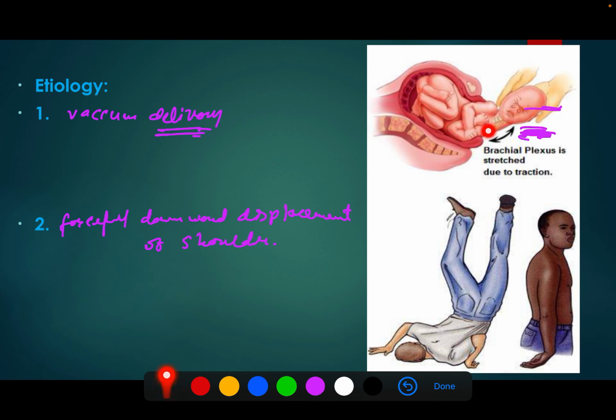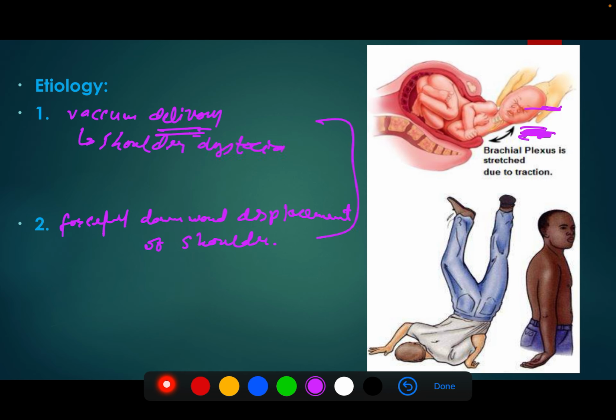So in vacuum delivery, look at here, why are we pulling this baby this way? Because sometimes the shoulder gets obstructed over here. To get this shoulder free from this obstruction, we pull the baby like this, right? This shoulder obstruction is called shoulder dystocia. What do we call this one? This is called shoulder dystocia.